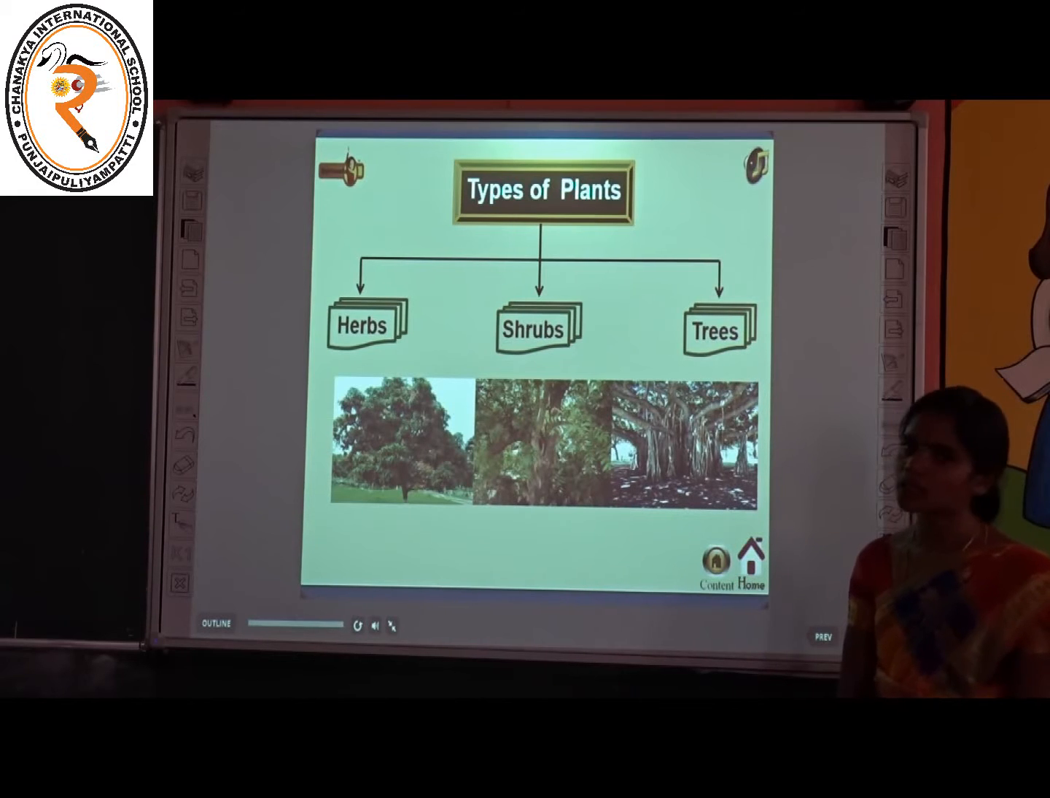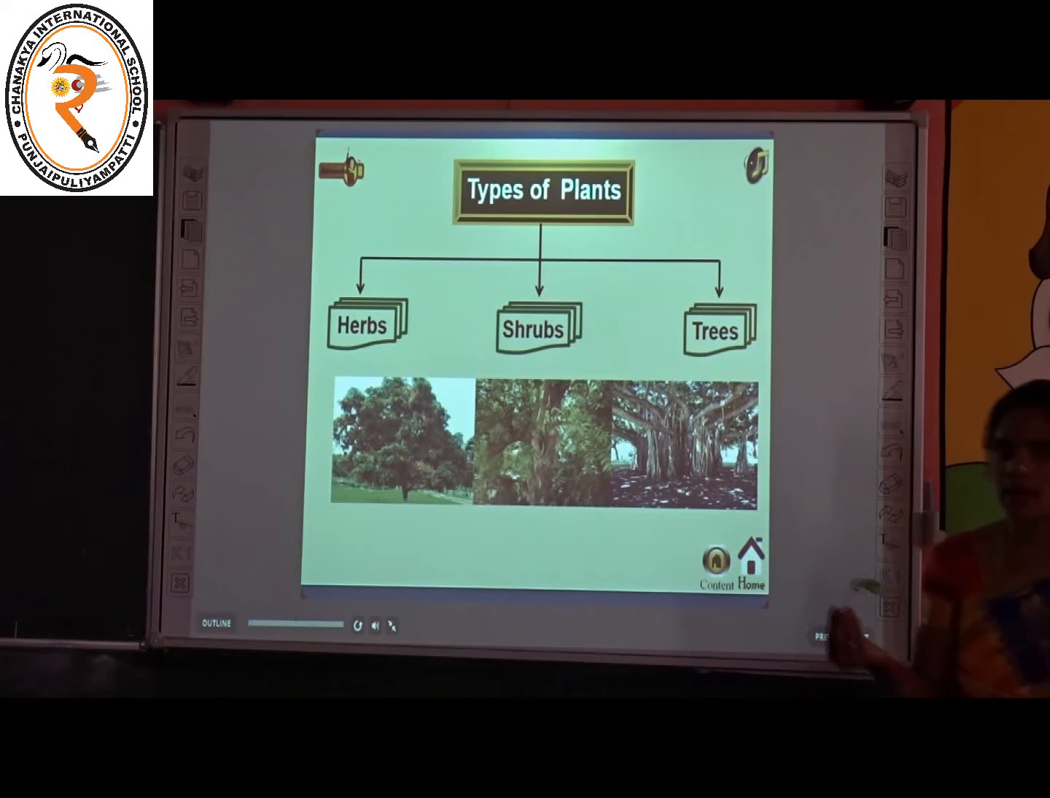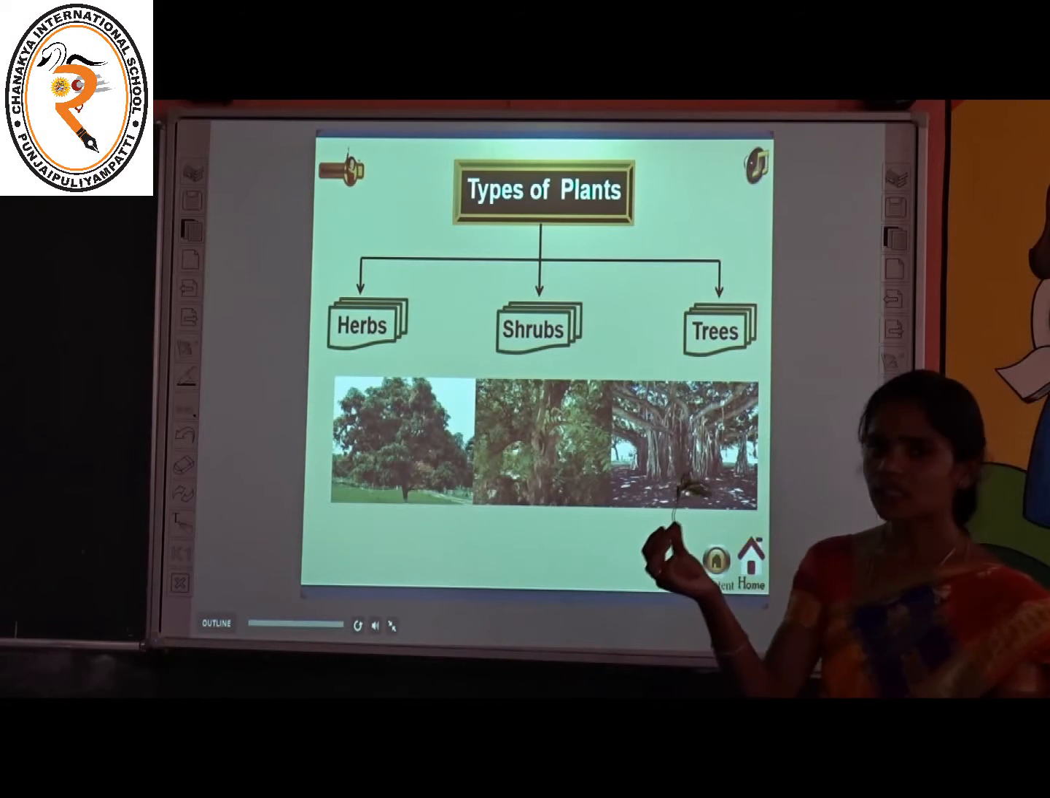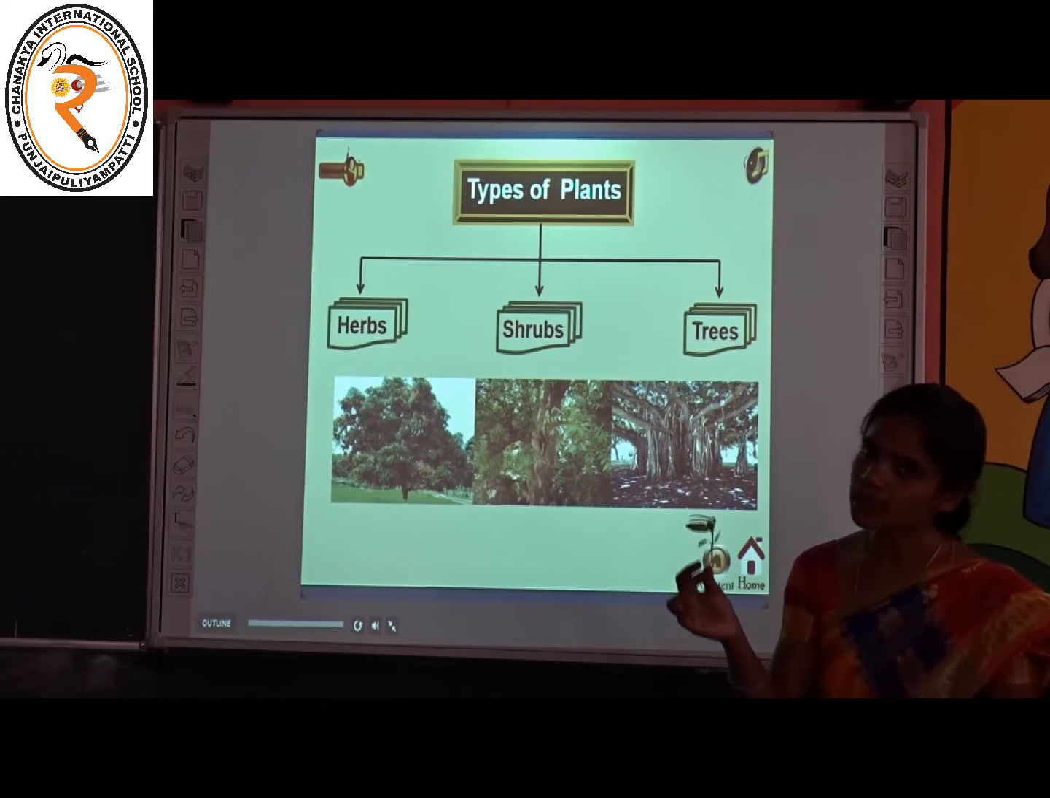What are herbs? Herbs are very small plants with a tender stem. Okay, they are called herbs. What are the examples of herbs? The examples of herbs are wheat, paddy and mint. Look at this plant, children. It is a herb. It is very small in size and it has a very tender stem. So it is called a herb.